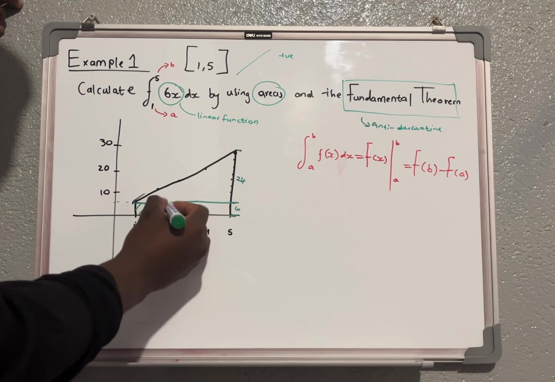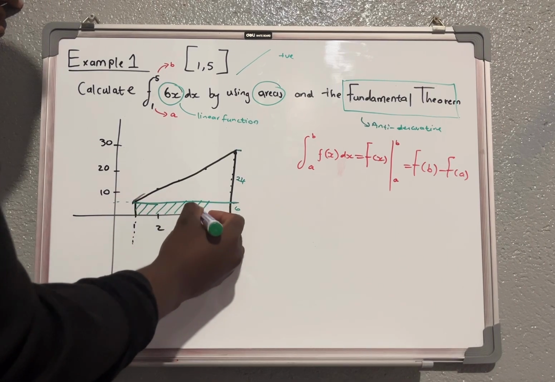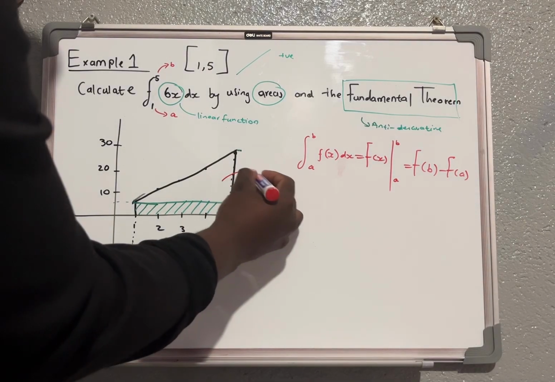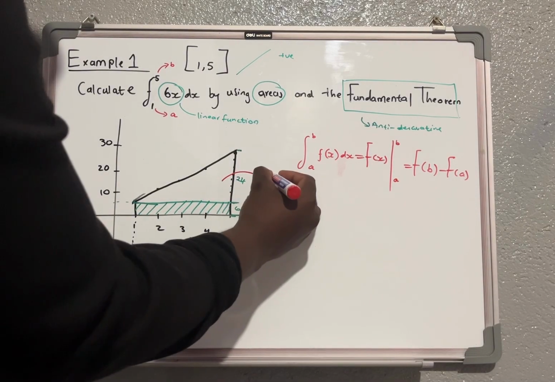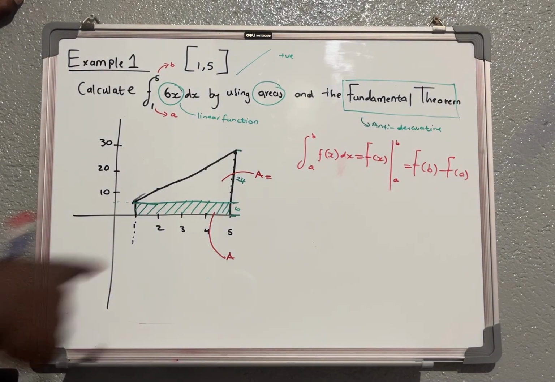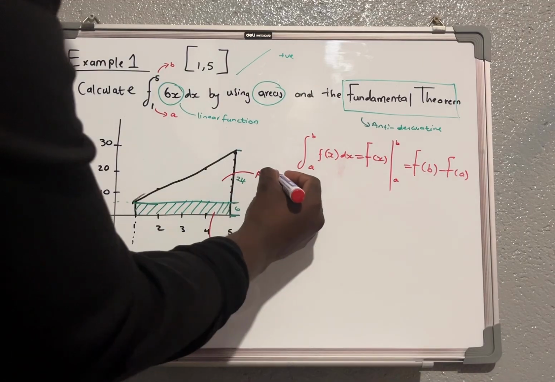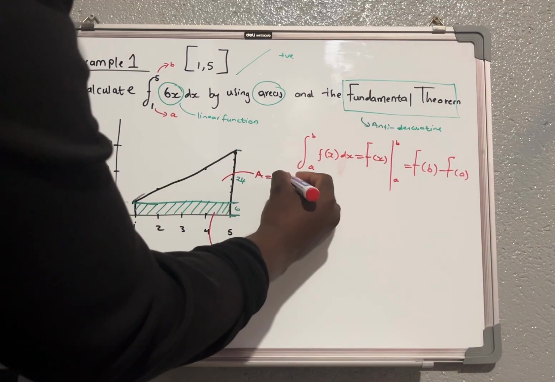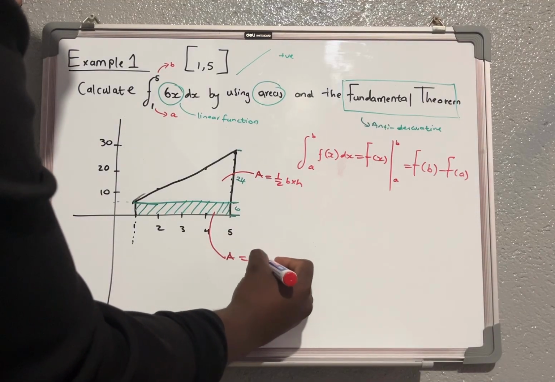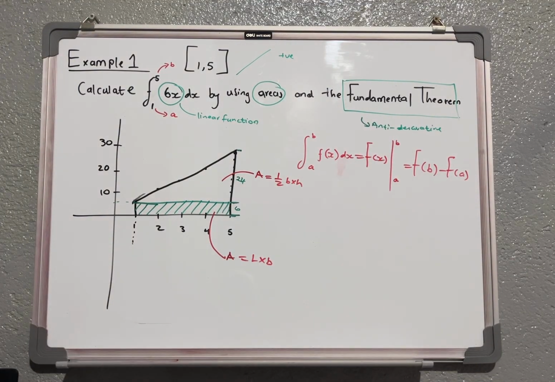We have this shape at the bottom, and we also have another shape, a triangle, at the top. If we are going to consider these separately, we have to determine the area for this one, and we also have to determine the area for that one. The area for a triangle is half base times height. Then for this one, it's going to be length times breadth.